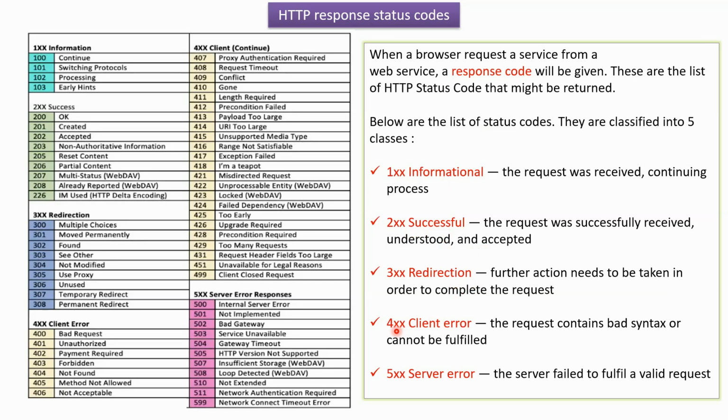Then the fourth one is 400 series, which is client error. The request contains bad syntax or cannot be fulfilled. The fifth one is 500 series, which is server error. The server failed to fulfill a valid request.